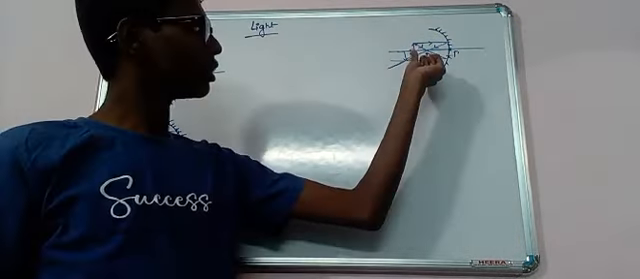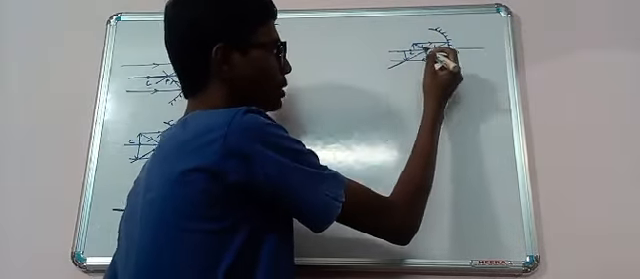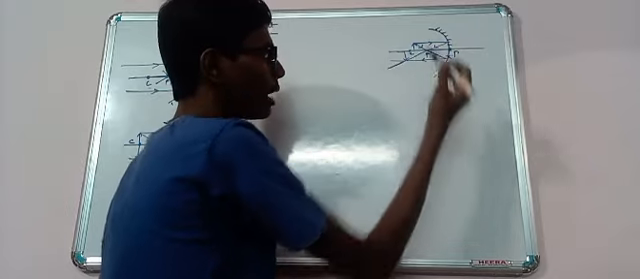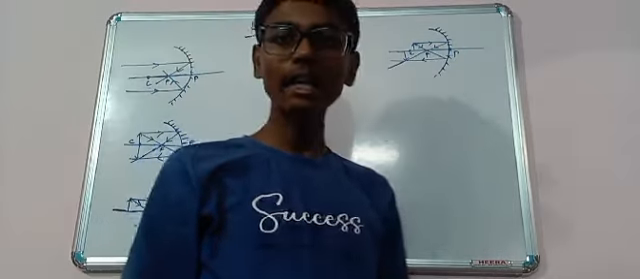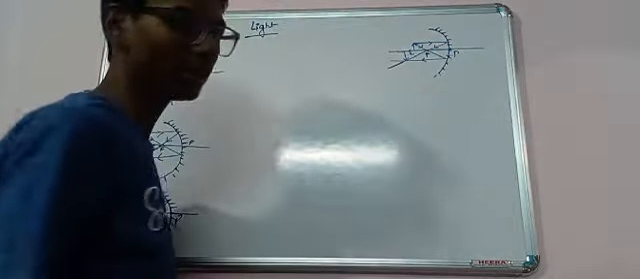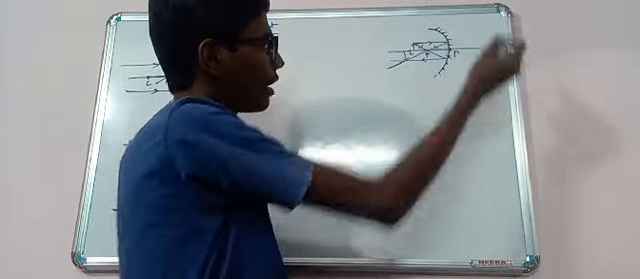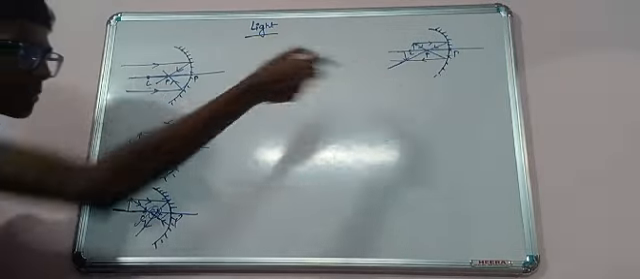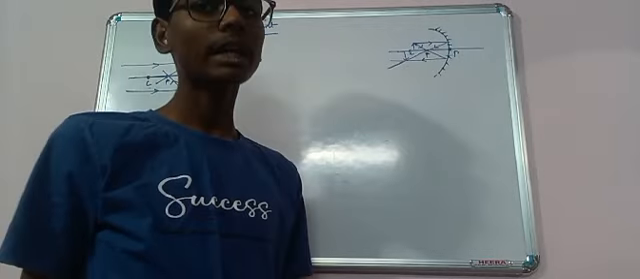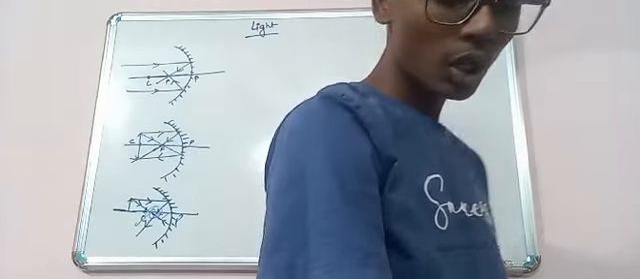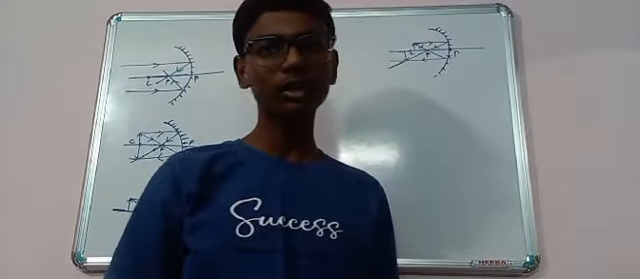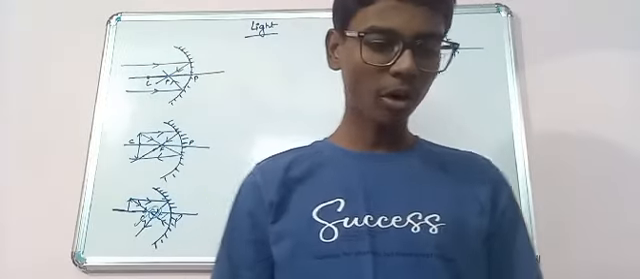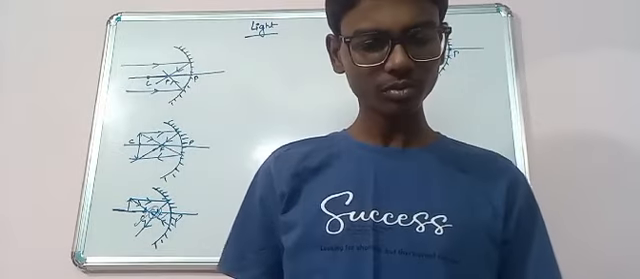So see, the object is kept between center of curvature and focus, and the image is obtained beyond C, right? So one ray is parallel to the principal axis, passing through focus. Another is passing through focus, parallel to the principal axis. Characteristic features: the image is inverted, enlarged or magnified, and formed beyond C.